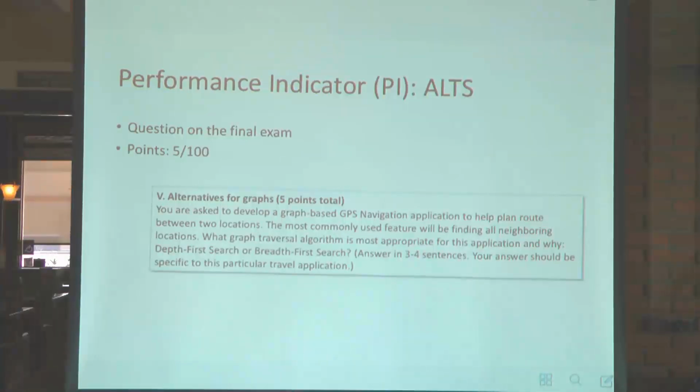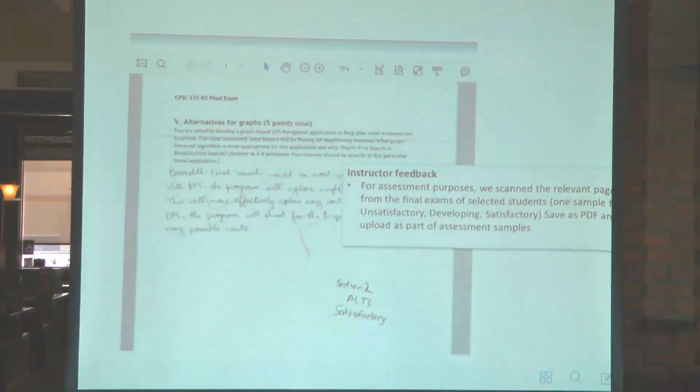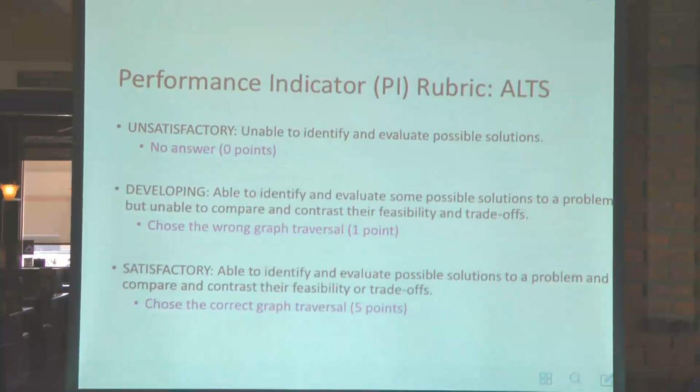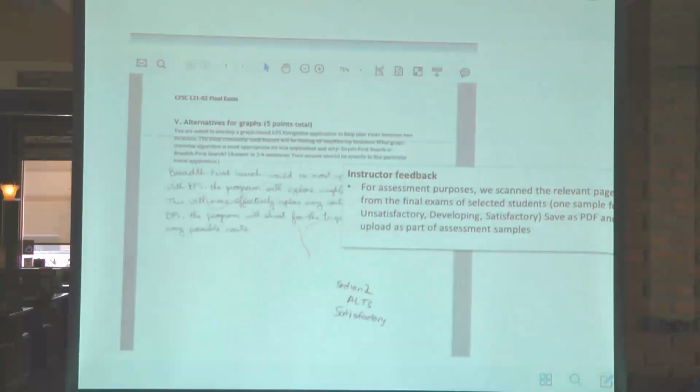And again, we set thresholds for this. What we said for thresholds is, if they got no answer or 0 points, that is considered unsatisfactory. If they got at least 1 point, that is considered developing, and if they got full points, it is considered satisfactory. And again, because it's a final, we typically don't provide feedback on the final questions. But just for the sake of assessment, we picked 3 samples, and we scanned them into a PDF.